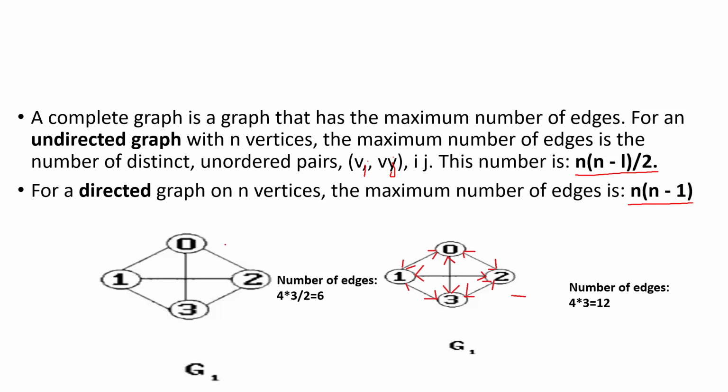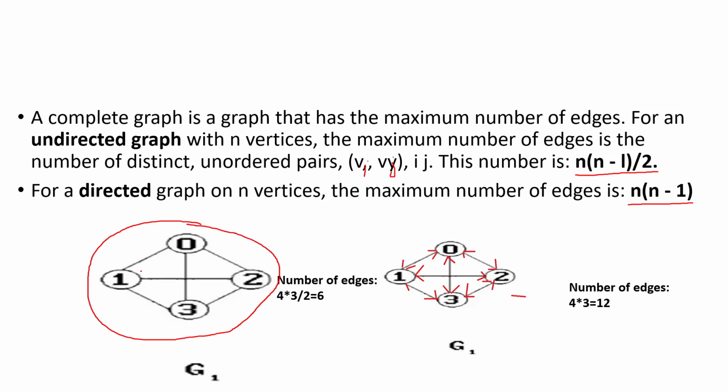Now we'll take this example. There are four vertices 0, 1, 2, and 3. 0, 1 is connected. Only once you have to consider; 1 to 0 is not necessary. So the number of edges in this case is 1, 2, 3, 4, 5, and 6, and the number of vertices is 4. So the maximum number of edges is n into n minus 1, 4 into 3 divided by 2. 4 into 3 is 12, divided by 2 is 6. You can see there are 6 edges. This is an example of an undirected completely connected graph.